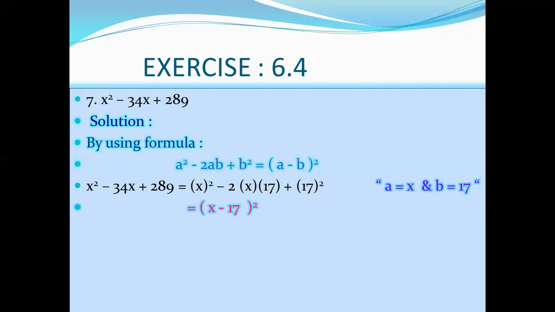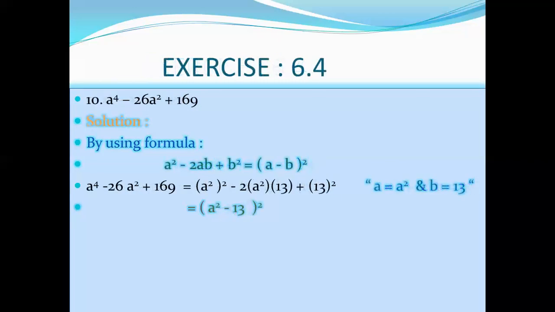We will put the formula. And which formula will we apply here? Because there is a negative sign, a square minus 2ab plus b square is equal to (a minus b) whole square. Instead of a we put x and instead of b we put 17. After putting the values we got our answer (x minus 17) whole square.